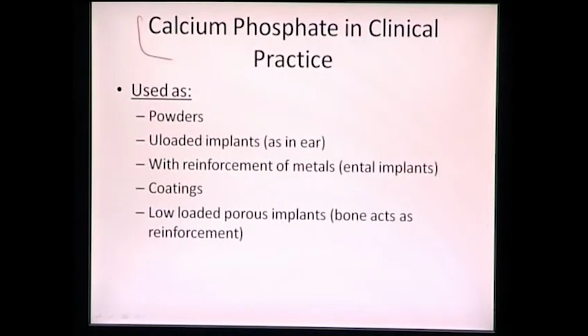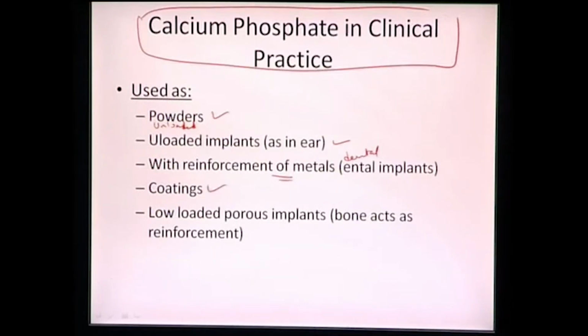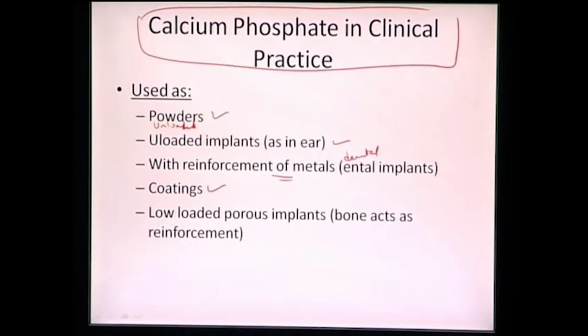So ideally calcium phosphates have been used in clinical practice. They can be used as powders, or they can be utilized as unloaded implants, such as in ears, because there we don't require any load, or they can also be utilized with reinforcement of metals such as in dental implants. Essentially they can also be used in coatings, because once we have calcium phosphate we want to degrade, we can apply it as a coating, because as soon as the new cells are forming, they will start taking the place of the older bioactive material, and that's how it will get resorbed.